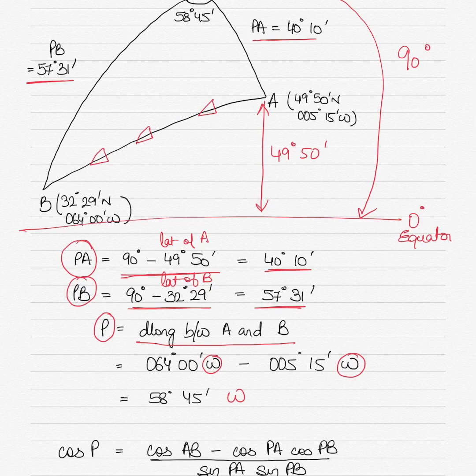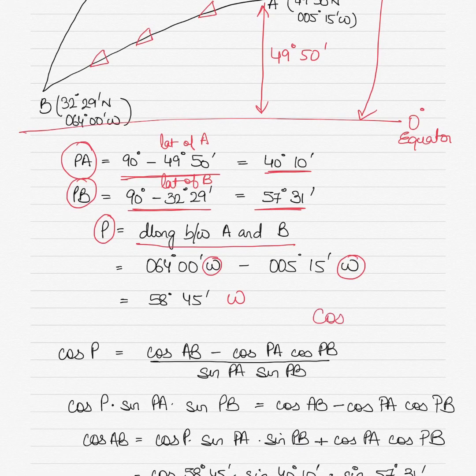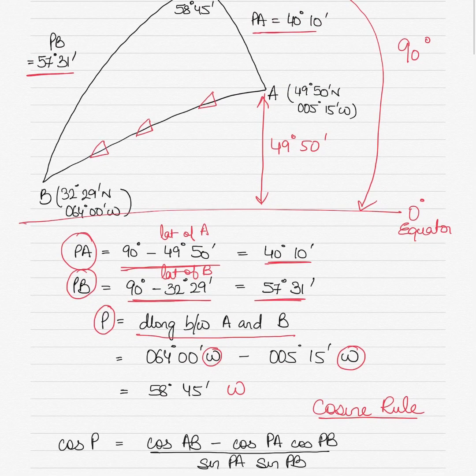Alright, so we found out the two sides and the included angle. In that case we can use the cosine rule to calculate our great circle distance. For the cosine rule to be used, we need the two sides and the included angle between them. We've got the two sides as PA and PB, and the angle included between them is angle P, so we can use the cosine rule.